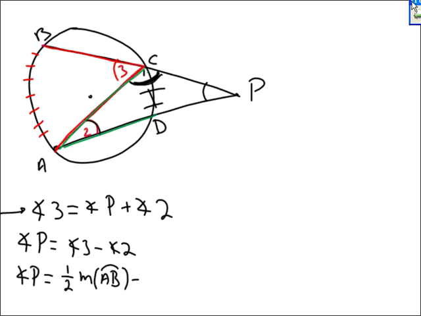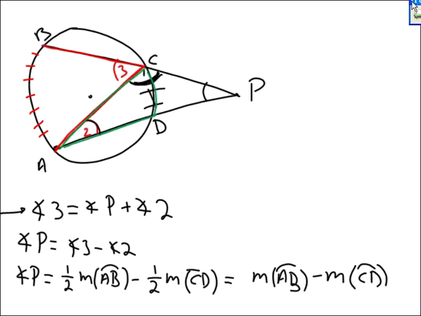Angle 2 cuts off arc CD. So angle 2 is 1/2 the measure of arc CD. But factoring out the half, you have the measure of arc AB minus the measure of arc CD, with a half in front. But instead of multiplying this whole right side by a half, you may divide by 2. And that's exactly what this theorem stated.